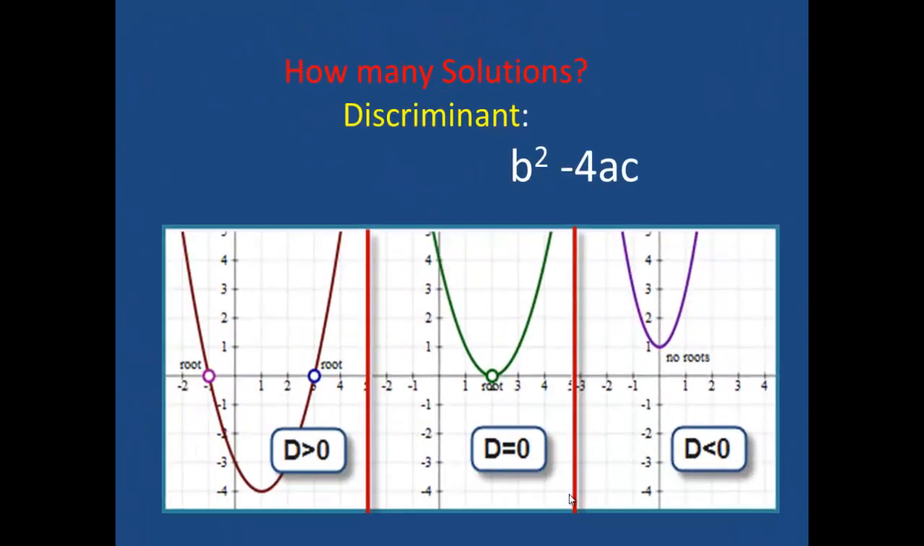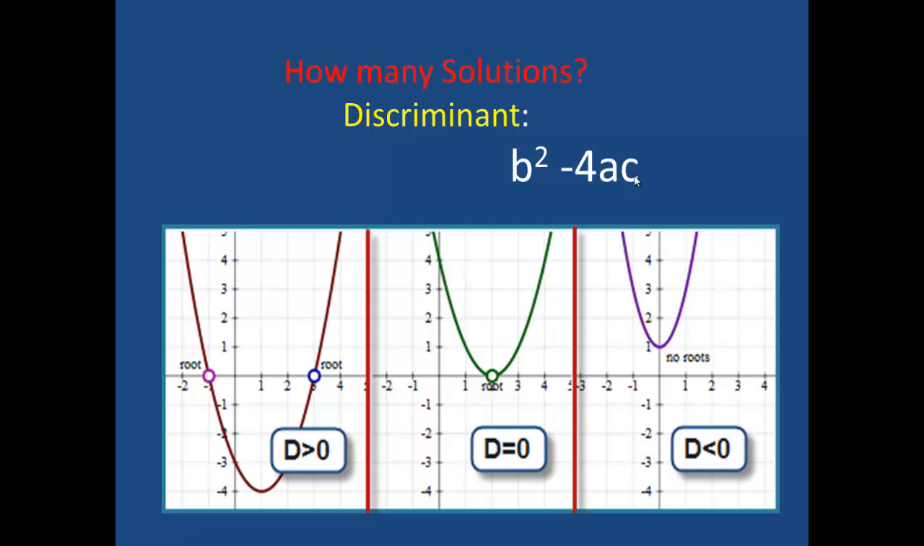The quadratic formula can be a little bit cumbersome to use. Therefore, we often like to check the discriminant before we use the entire formula just to get an idea of how many solutions we will find. The discriminant is a component of the quadratic formula, and it is b squared minus 4ac. There's a spot for you to write this down on your guided notes.